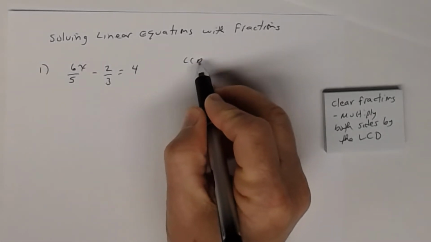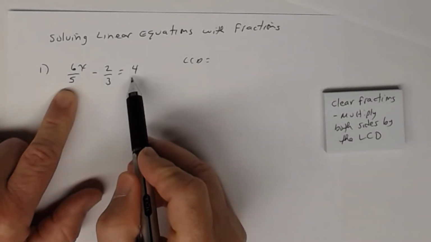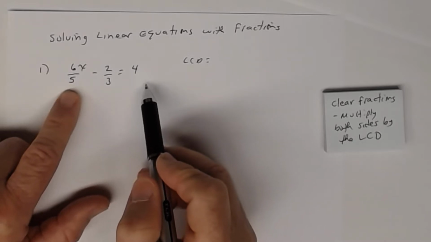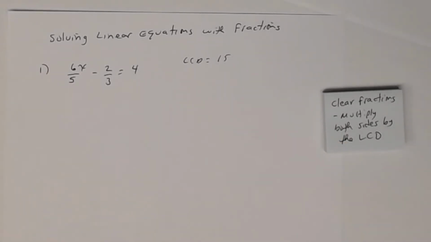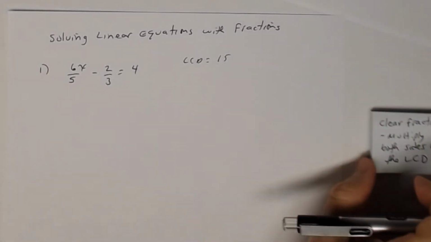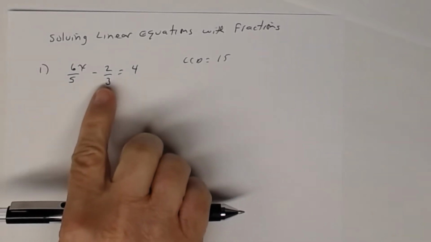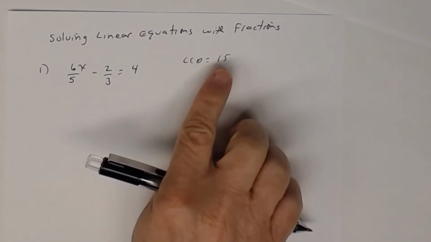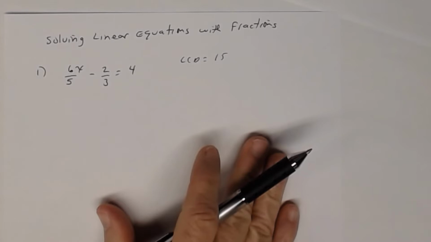So in finding the least common denominator, we're looking at the numbers 5, 3, and 1. The smallest number that 5, 3, and 1 go into evenly is 15. So that's your least common denominator. You always want to use the least. 5, 3, and 1 will go into 30, but that's not the least. So always use the least. It does make things a lot easier for you.